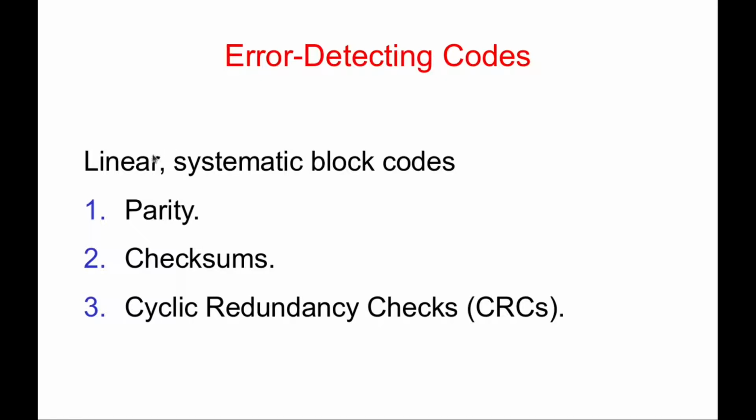And linear codes are the codes wherein the redundancy or the check bits will be calculated based on a linear function, for example XOR of the data bits. That means the data bits will be XORed to calculate the output. So today we are going to see some error detecting codes, for example parity, checksum, and the final is cyclic redundancy check, or CRC in short.